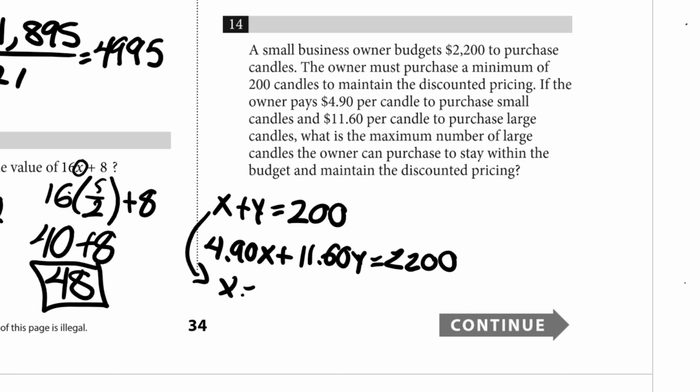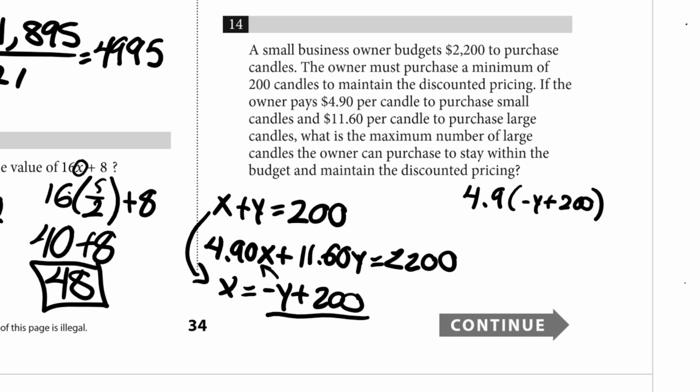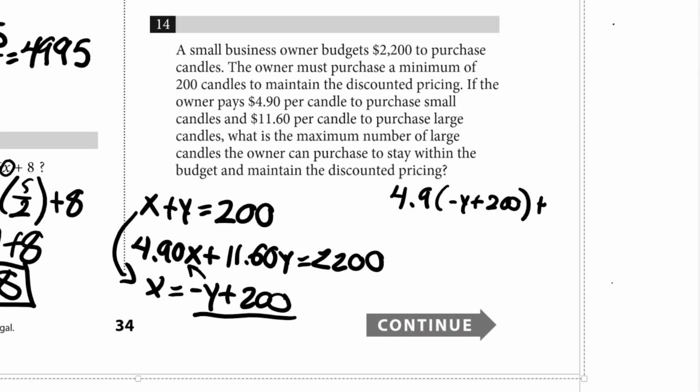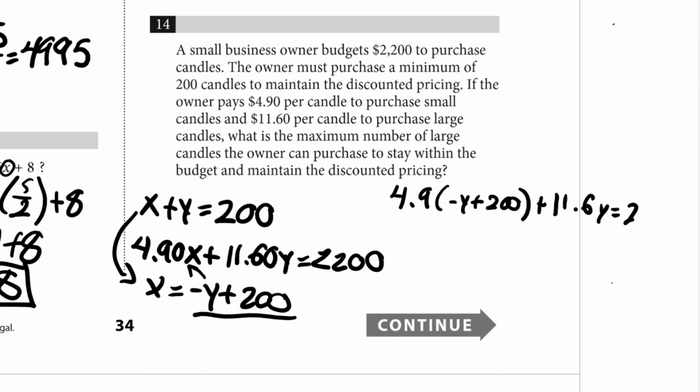And that's going to give us x equals negative y plus 200. Then we're going to plug this in for x in the other equation. This will give us 4.9 times negative y plus 200 plus 11.6y equals 2,200. We're going to distribute 4.9.